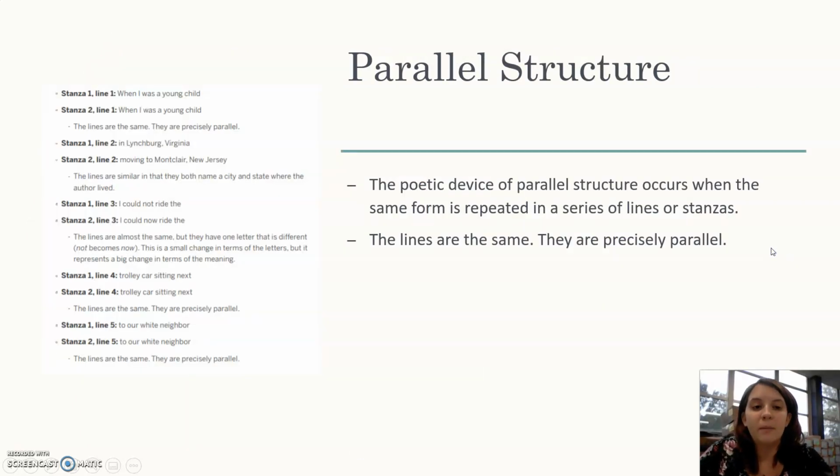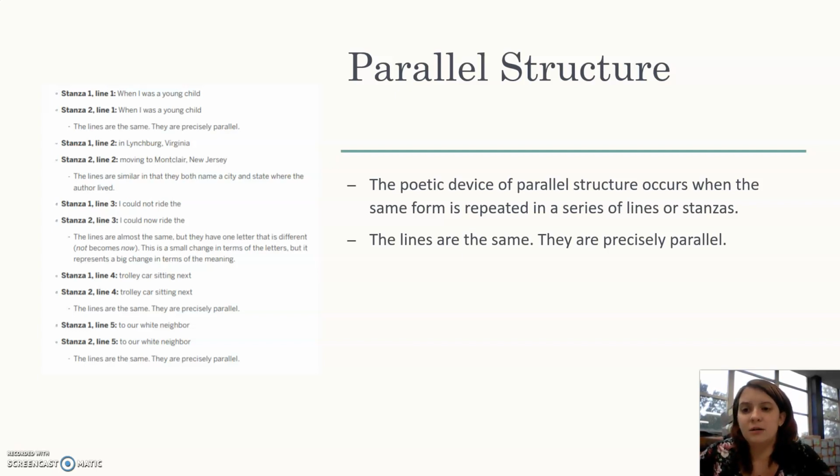Okay, so we're going to be talking about parallel structure. It occurs when the same form is repeated in a series of lines and stanzas. So they're basically parallel. For example, in stanza 1 and stanza 2, both of them started with "When I was a young child." So those are exactly the same, so those are precisely parallel. In stanza 1, line 2, and stanza 2, line 2, it talks about the city and state where she lived at the time. So these are similar. They're not exactly parallel, but they're pretty close.